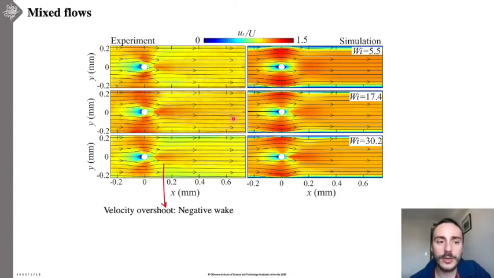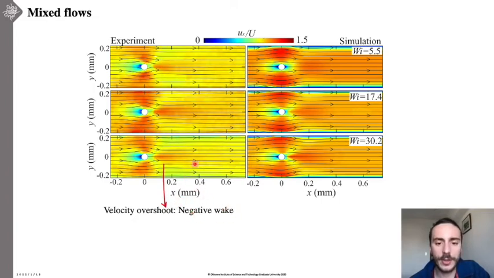And then we can go to the mixed flow kinematics, where we use the microfluidic cylinder. Again, we start with the particle tracking velocimetry, and we see at first that experiment and simulation give a good agreement in terms of velocity. What is very important to notice is that we can observe a velocity overshoot at the rear pole of the cylinder. And this velocity overshoot is often referred to as negative wake.